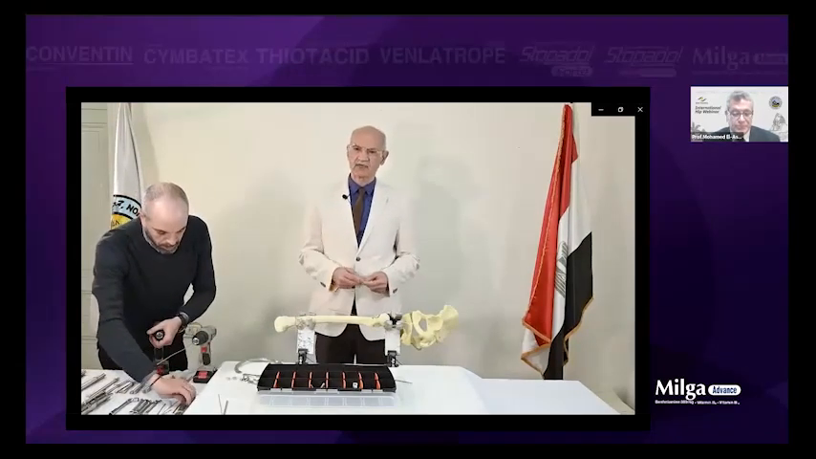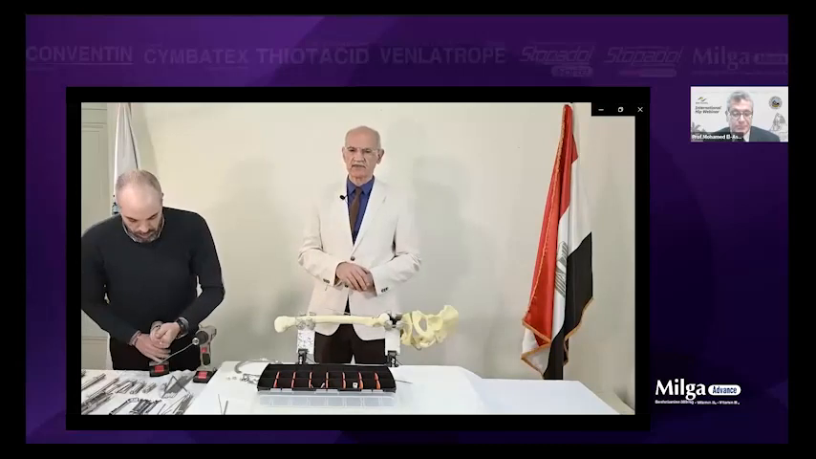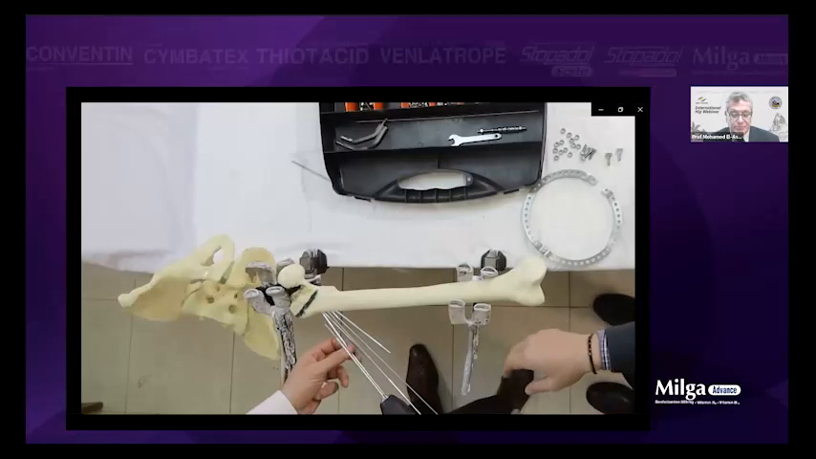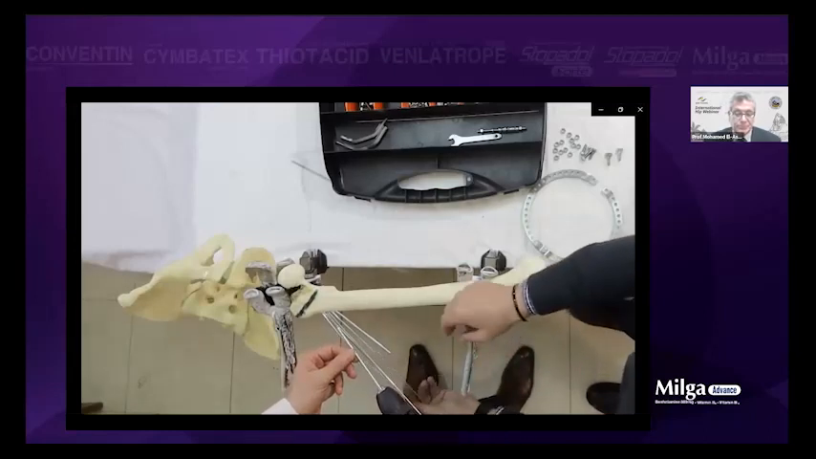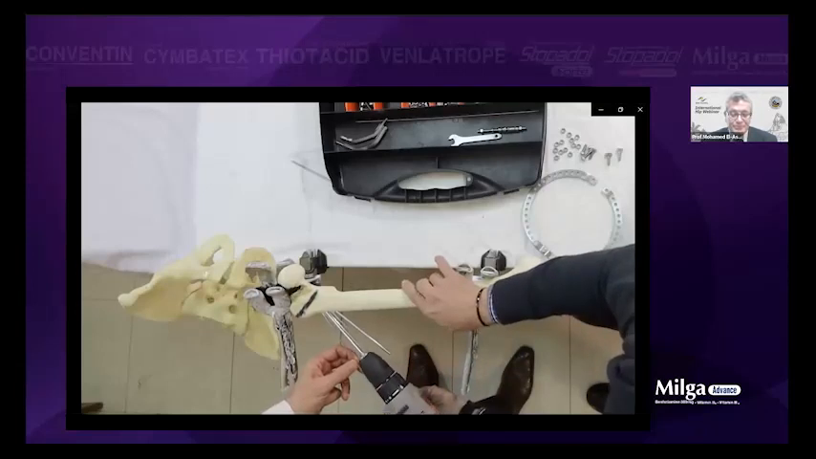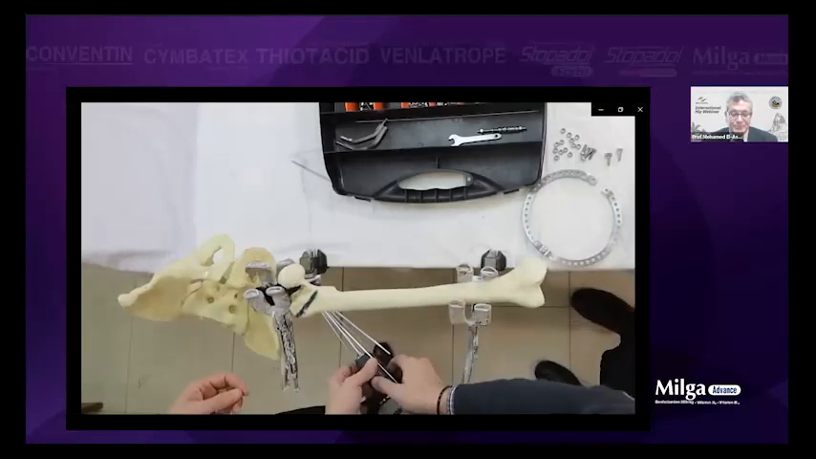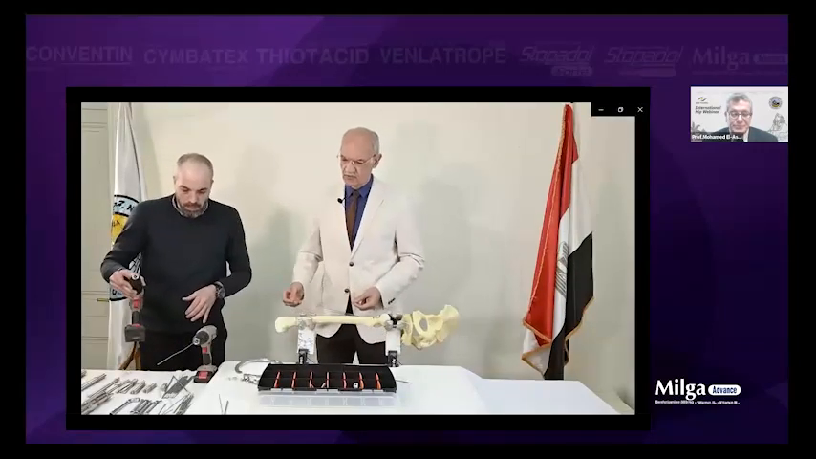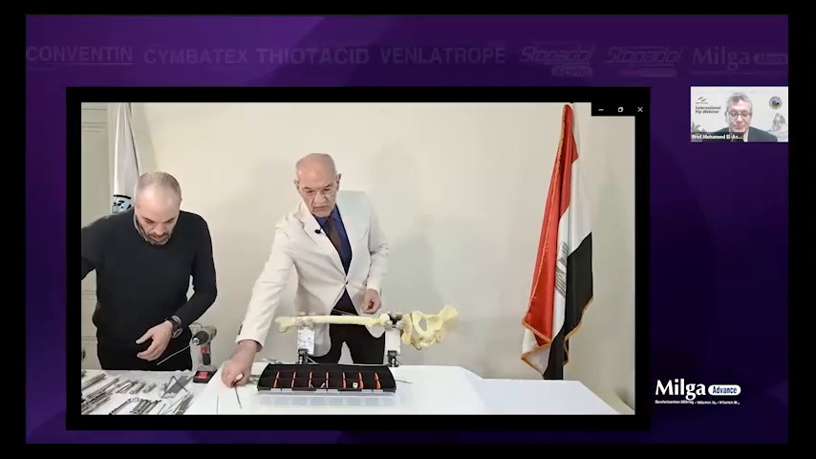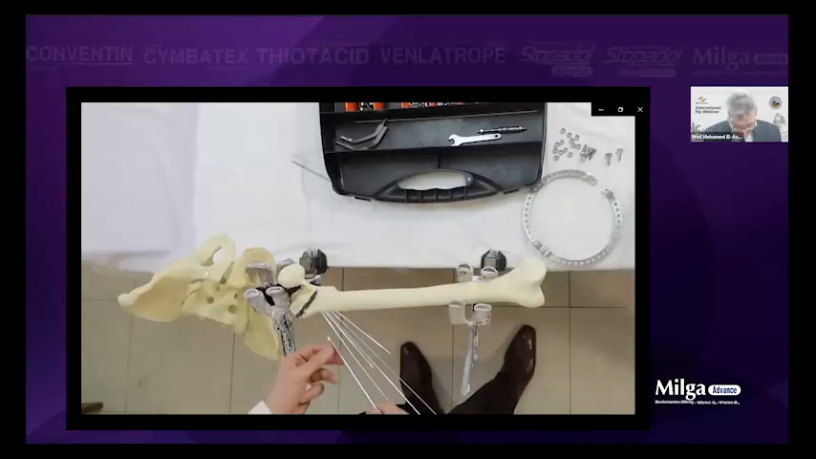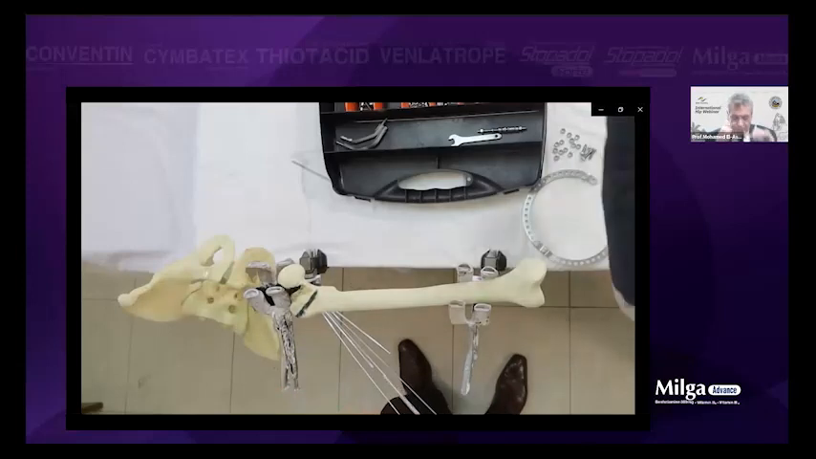And we can use a second one. So you can have 2 half pins in the direction of the neck. You can have more if you want to. The neck is wide, you can have more. So the second method is to apply 2 Schanze screws. The third method, you can put one of these wires like ditches, then you introduce the cannulated half pin.